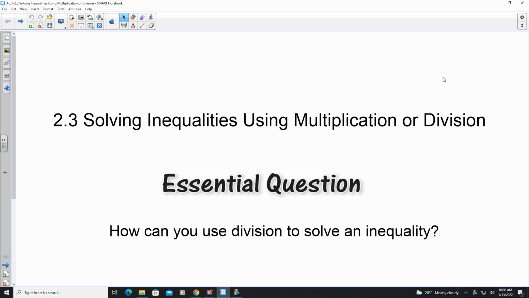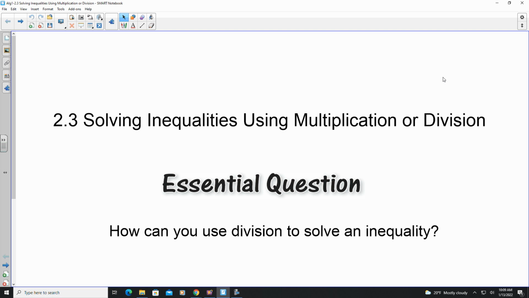In this lesson, we're going to be looking at section 2.3, where we're going to be solving inequalities using multiplication or division. Just like 2.2, where we're dealing with inequalities with addition or subtraction, same principles with multiplication or division. You are going to be doing the same exact process as if we were solving equations. Again, we're just having inequalities instead.